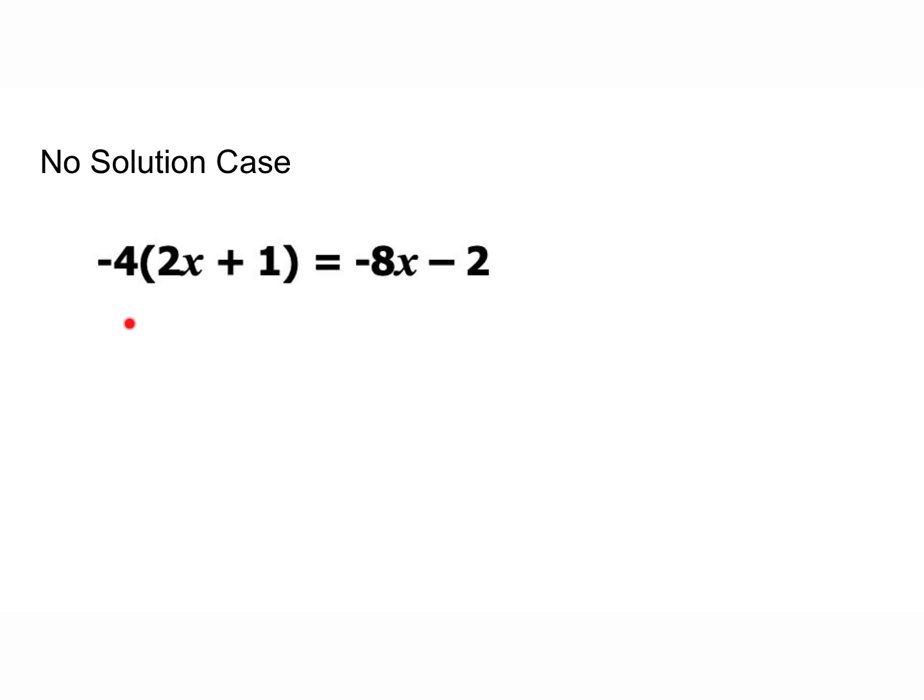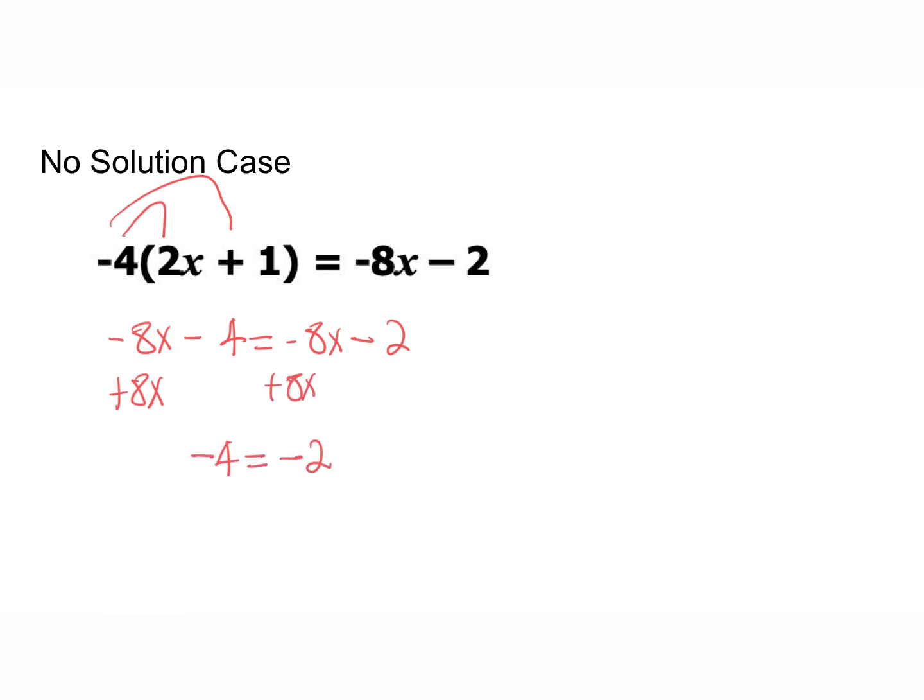Okay, so here we're going to go over one of the special cases where we have no solution. So we have -4(2x + 1) = -8x - 2. So I'm first going to distribute this -4. We have -8x - 4 = -8x - 2. So now I'm going to add 8x to both sides. And what I have now is -4 = -2. -4 will never equal -2. So I'm going to draw that symbol. It means empty set. And there's no solution here.